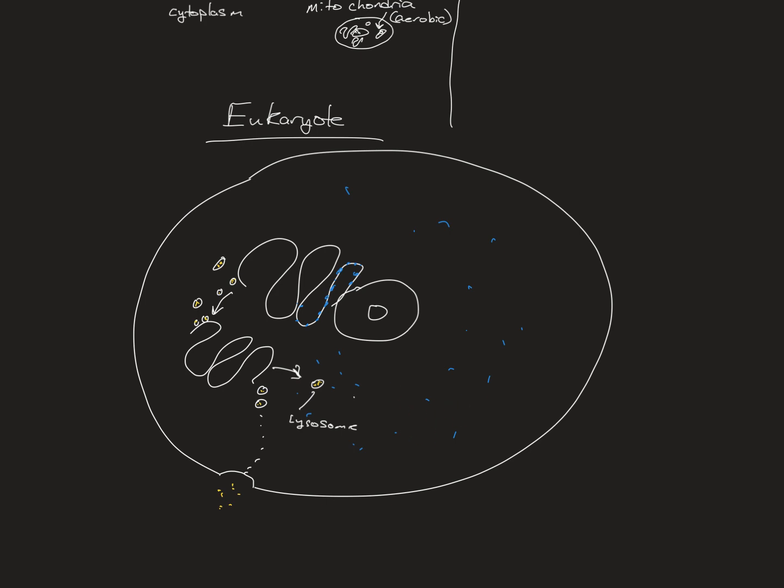So a lysosome could be connected to a food vacuole. So here you could have food. It's a vacuole, it's a membrane, that came through something called endocytosis.